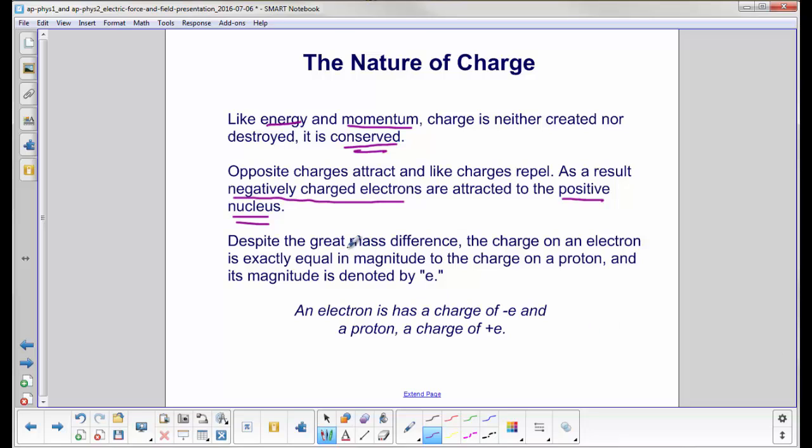Here's a really cool thing. The electron is so much tinier than the proton, 1,800 times roughly. However, the charge on an electron is exactly equal in magnitude to the charge on a proton, and its magnitude, as we've said earlier, is denoted by e. That's just fabulous. Let's just draw a rough picture. Let's say this is a proton, and you really can't do this, but we'll use it to illustrate it. Here's an electron. This guy is way, way bigger than him, much more massive. However, the charge on this proton, the plus e here, is exactly equal and opposite in sign to the charge on the electron.